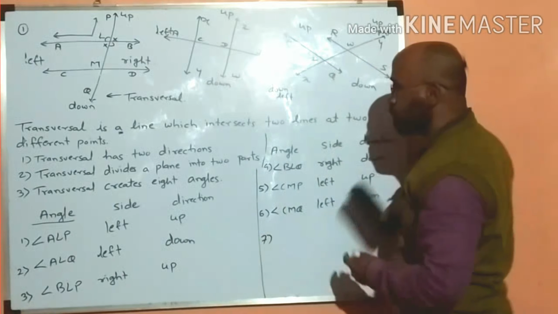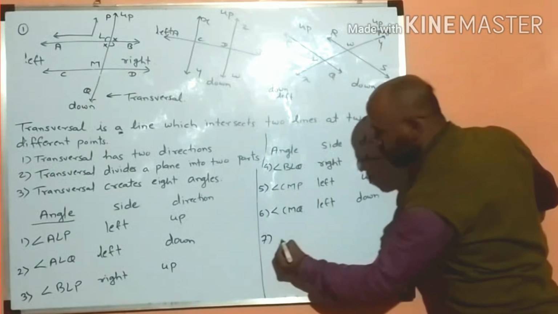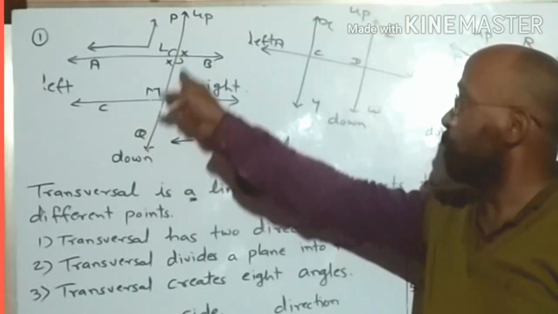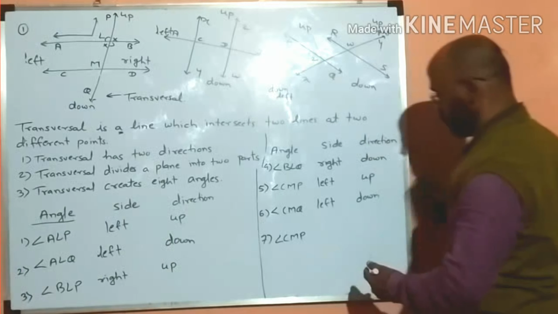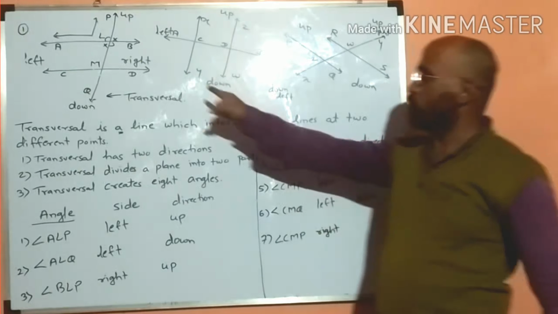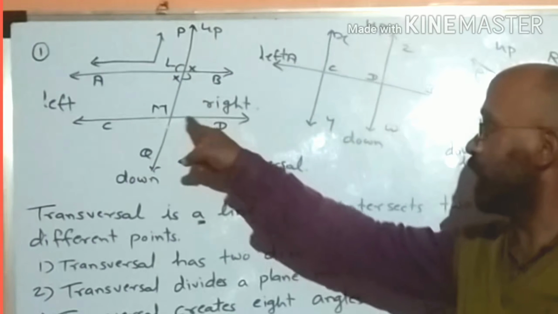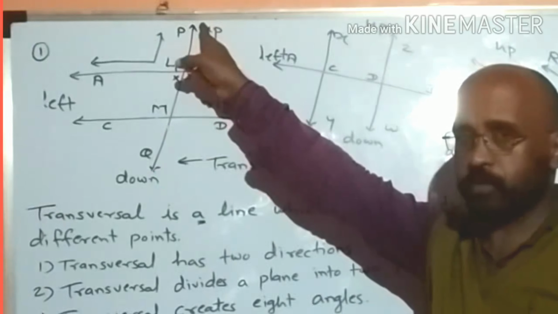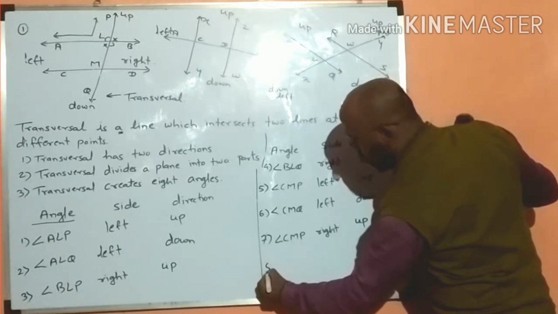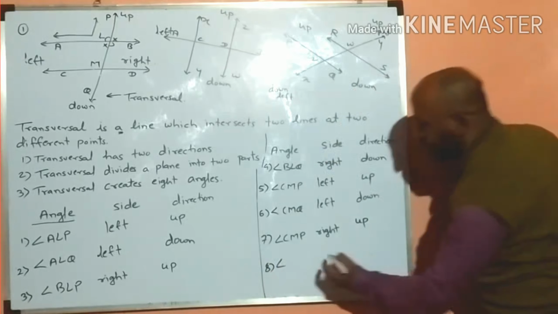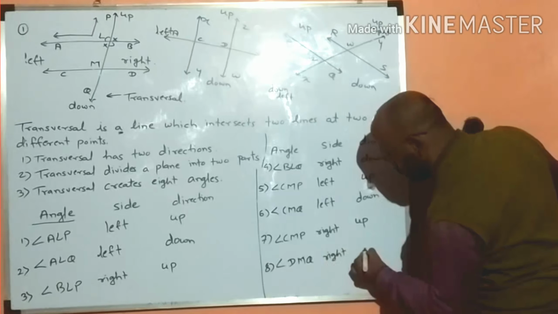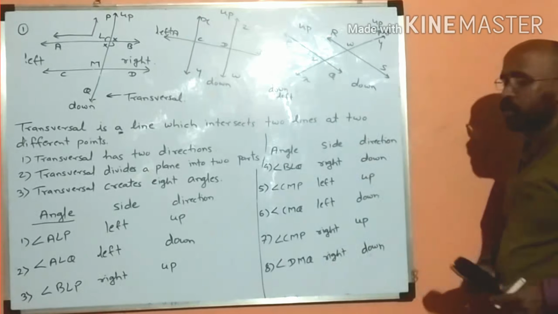Seventh angle is angle DMP, and this DMP is on right side of the transversal, and its direction on the transversal, it has two arms, MD and MP. Among this, MP is part of transversal, it's going towards up. And final angle is angle DMQ, which is on the right side of the transversal, and its direction on the transversal is down.